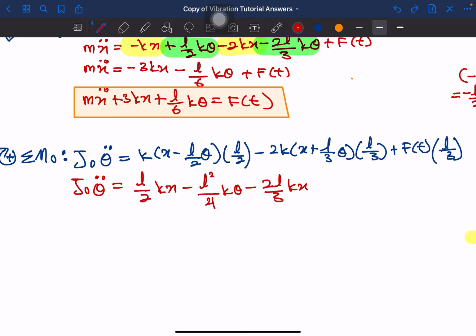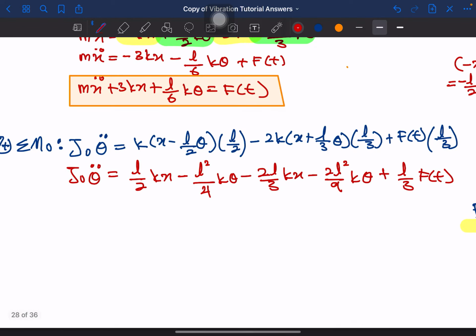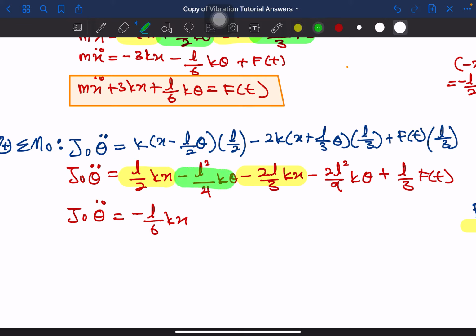You'll get negative 2L square over 9 k theta plus L over 3 F over FD. So, next, further solve this. If you can simplify, you can simplify for kx and kx here. So you'll get J naught theta double dot equals L over 2 minus 2L over 3. You get negative L over 6 kx. Next, you can solve for k theta.